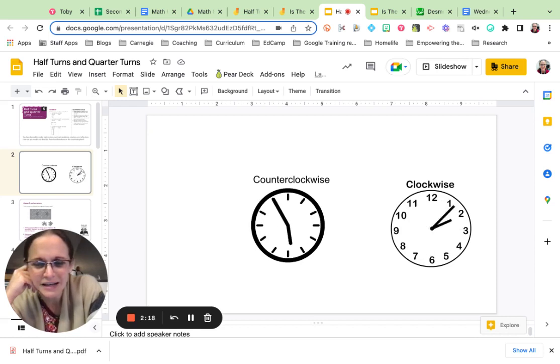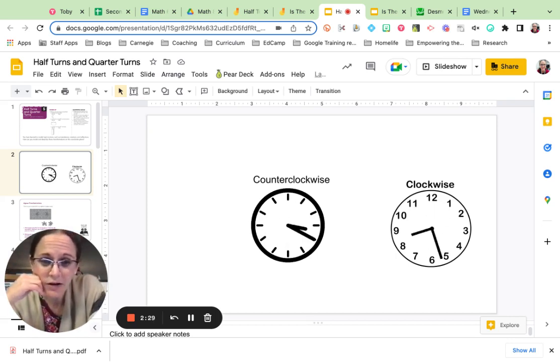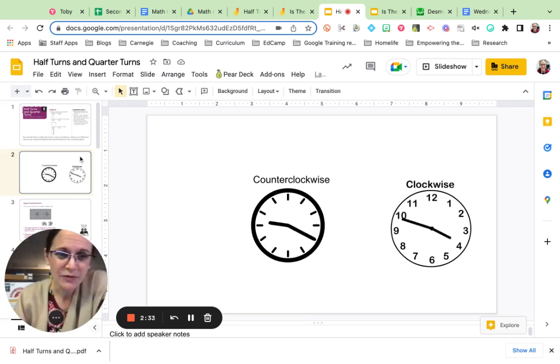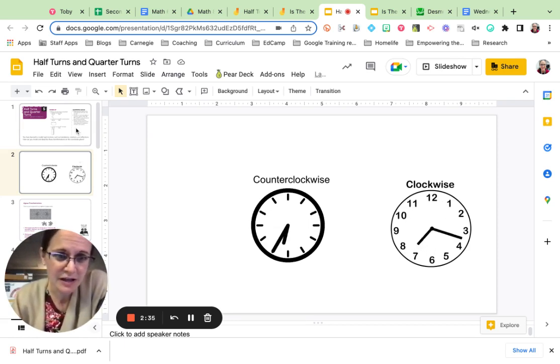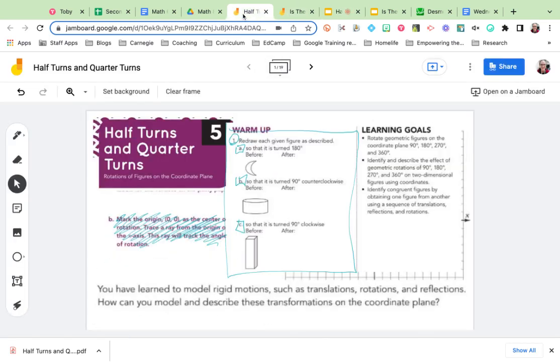All right, excellent. As you talked about, clockwise means a rotation is going the same way that a clock normally goes. Counterclockwise just means going in the opposite direction, opposite of a clock. If you ever forget, just look at a clock, and that's all you have to do. So let's go back to our warm-up now that we've talked about that a little bit and see if we can rotate these figures clockwise and counterclockwise.